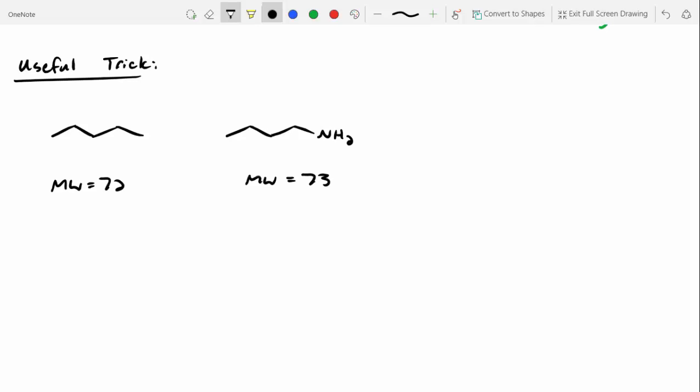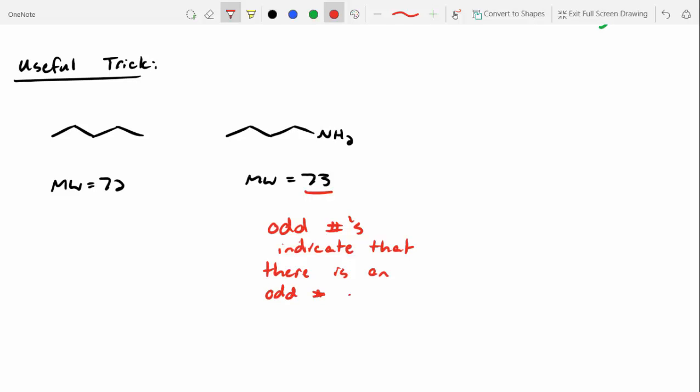So this is a really useful tool. What you notice is that hydrocarbons, or things containing oxygen and carbon and hydrogen, always have even numbers, but things that contain odd numbers of nitrogen also have an odd number. So odd numbers indicate that there is an odd number of nitrogens. So that can be a really useful tool.